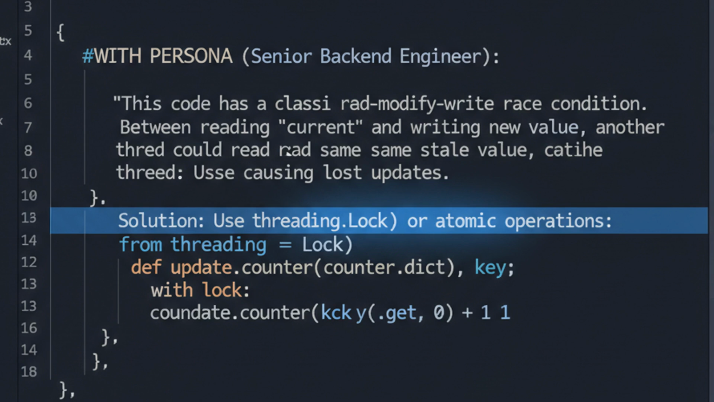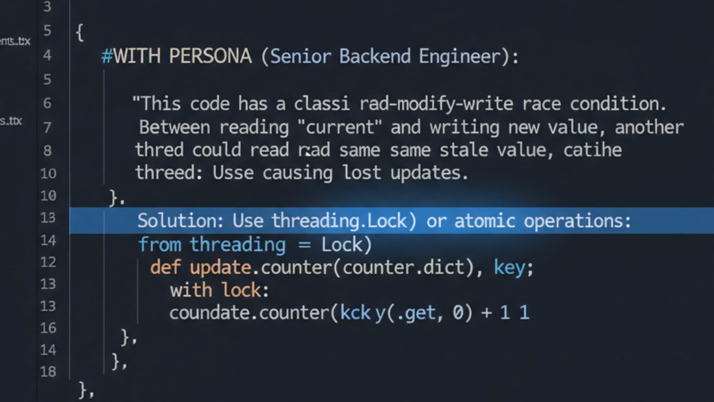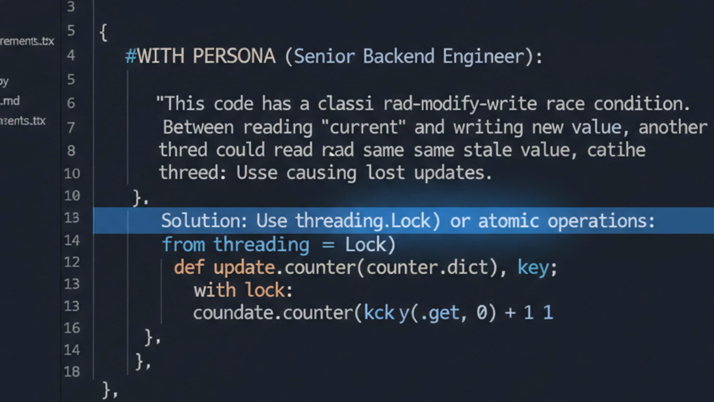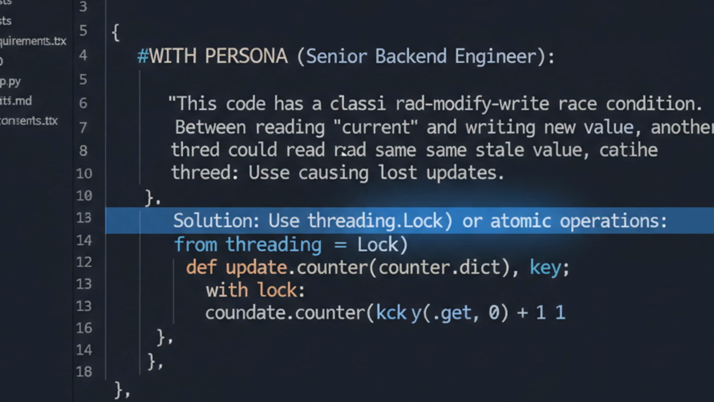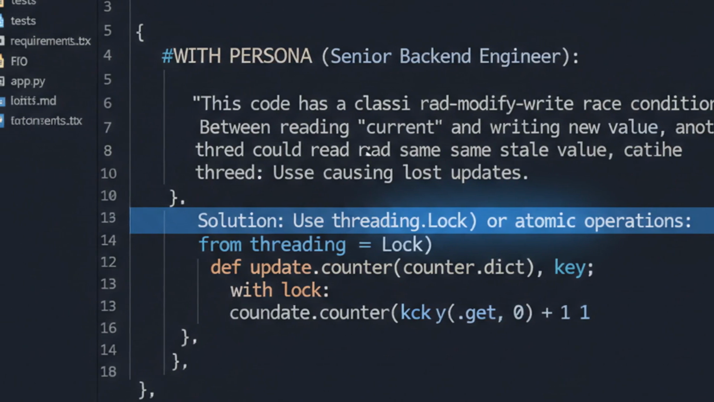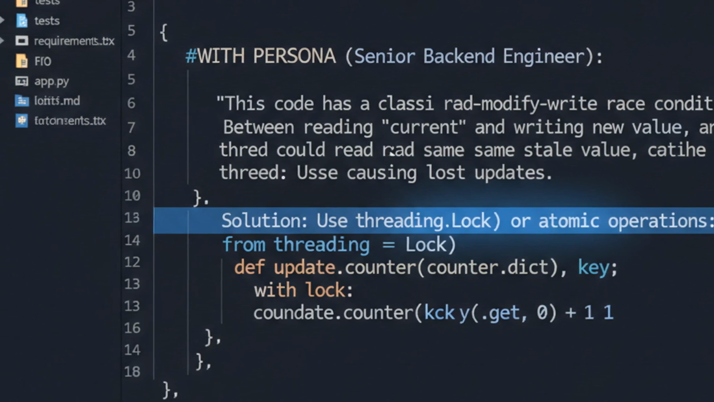Look at the difference. Without a persona, this code increments a counter. With a persona, this code has a classic read, modify, write race condition. Between reading current and writing the new value, another thread could read the same stale value. Consider using threading.Lock or atomic operations. Same code, wildly different depth. The persona unlocks expertise the model already has, but wouldn't surface by default.